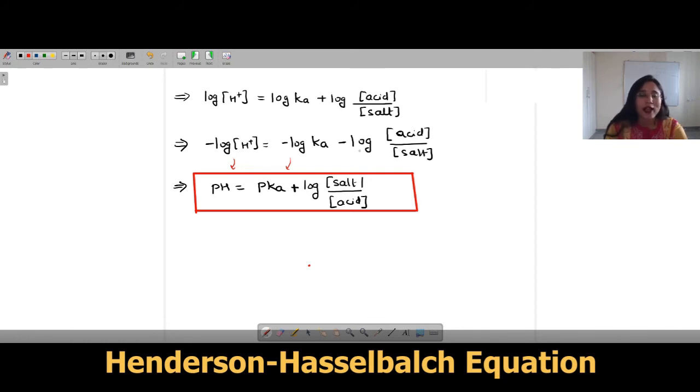But students, if you want a plus sign here, it's not necessary, but if you want a plus sign in your equation for convenience or for calculation purposes, then you just have to reciprocate, salt upon acid. So the minus converts into plus. This is my Henderson equation for acidic buffer.